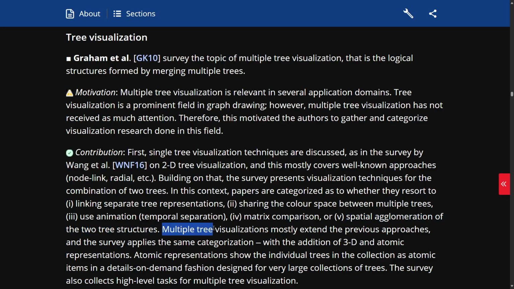Multiple tree visualizations mostly extend the previous approaches, and the survey applies the same categorization, with the addition of 3D and atomic representations. Atomic representations show the individual trees in the collection as atomic items in a details-on-demand fashion designed for very large collections of trees.